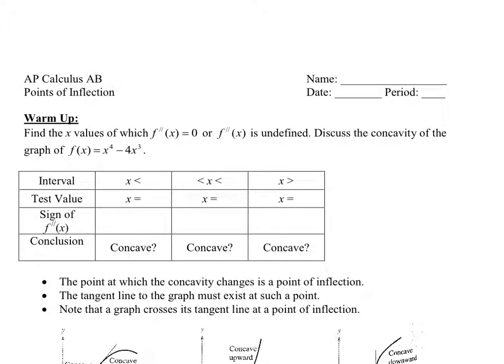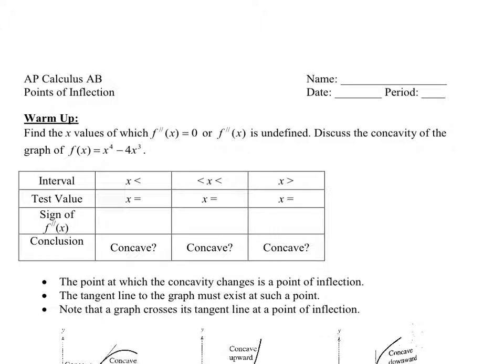But let me just introduce where we're going with this. We want to focus on those points that we recognized in the previous lesson. We didn't really have a name for them at that point, but they were the points where we changed from being concave up to concave down, or from concave down to concave up.